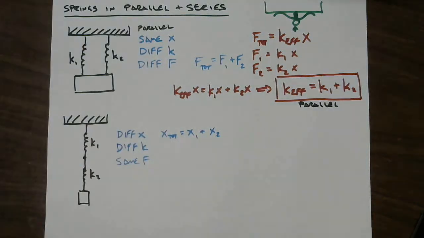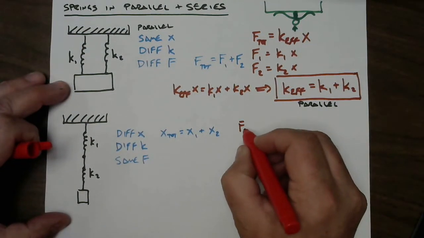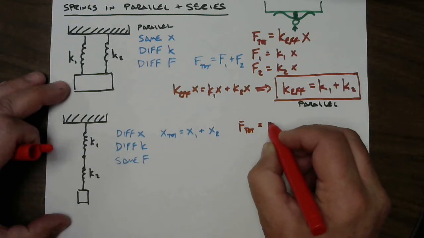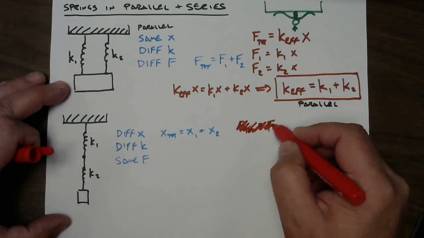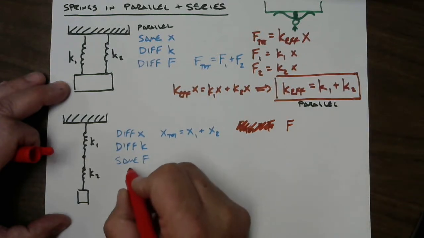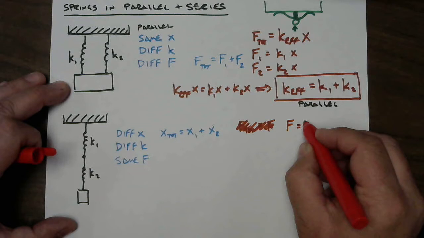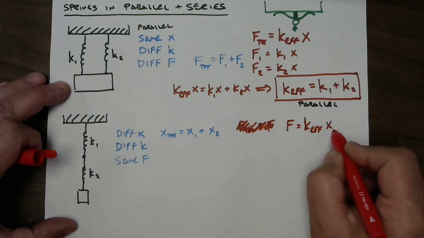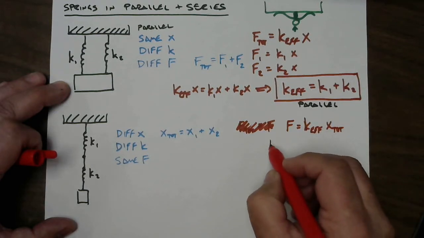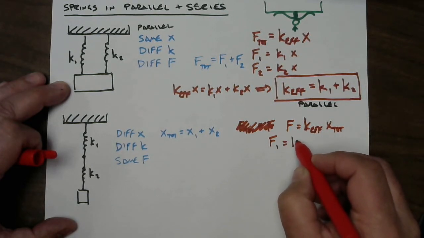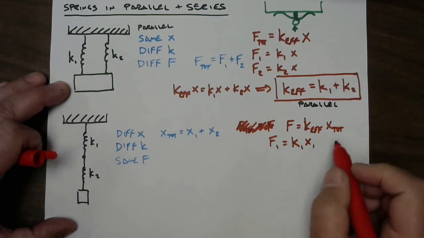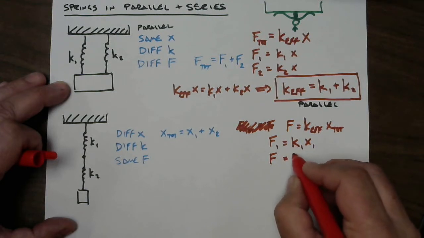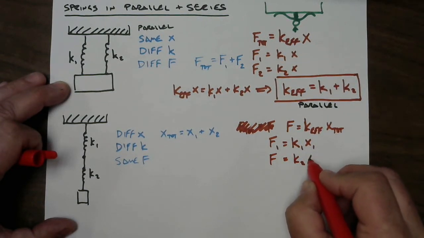And now we can go over here and we can write what's true. What's true is that the total amount of force, which is the same force everywhere, so we can just use F, equals an effective spring constant, this needs to be a lowercase k, times the total amount of stretch. And the force on spring 1 will be the constant from spring 1 times the stretch of spring 1, and the force on spring 2 will be constant 2 times the stretch of spring 2.